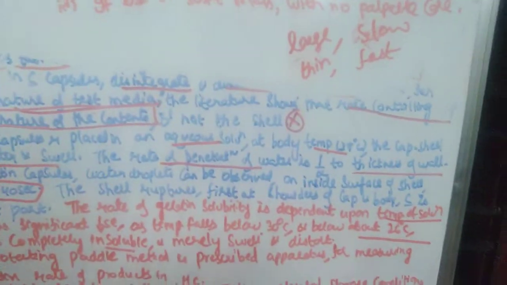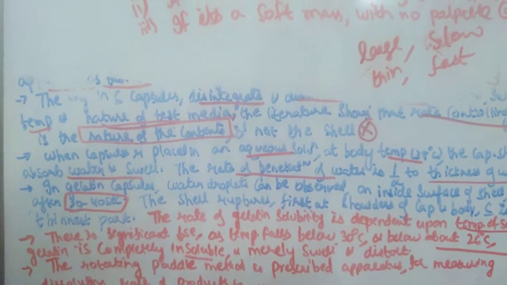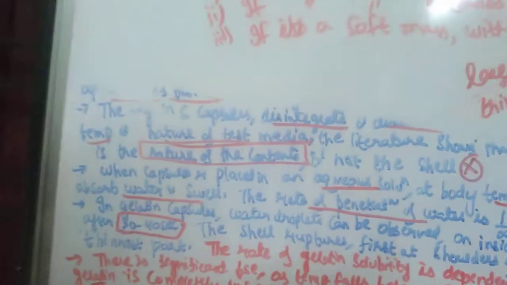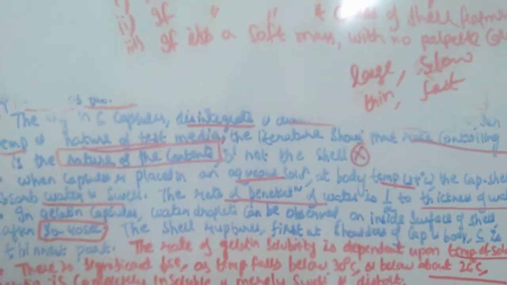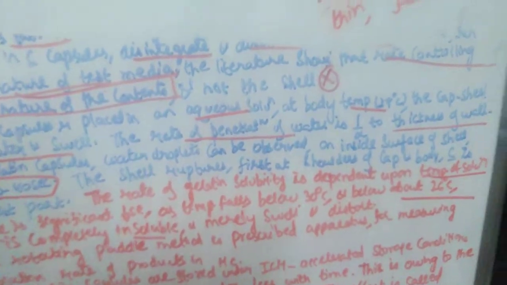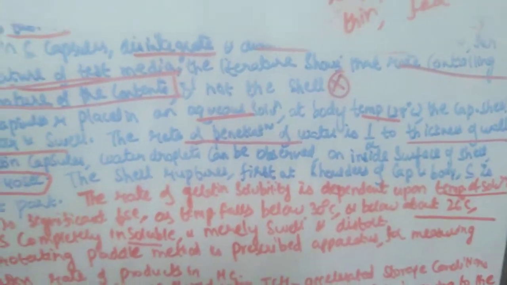So I have told you that at body temperature it will swell, but if the temperature is below 30 degrees, and below 26 degrees centigrade, gelatin will be completely insoluble and it can swell very little. So that is merely swell and distort.